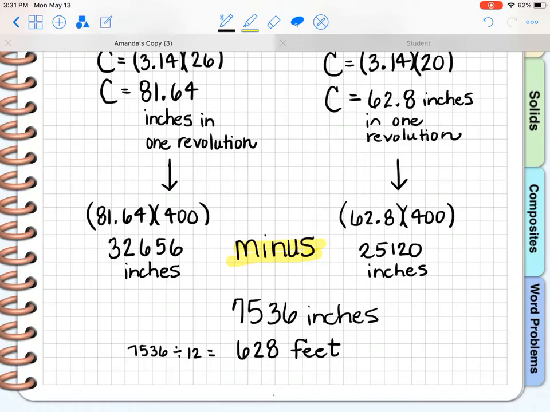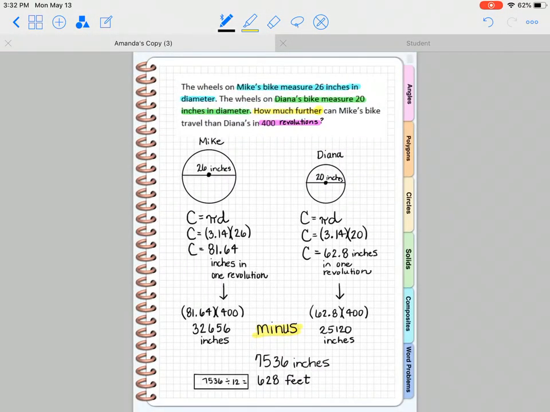Again, they may or may not ask you to convert it to feet. That is just something that popped in my head. But if they do, you would divide it by 12. Very good question. It involves a lot of steps and a lot of different kinds of math. Okay, I will see you in the next video for the very last word problem.